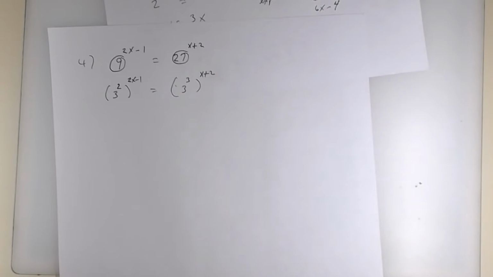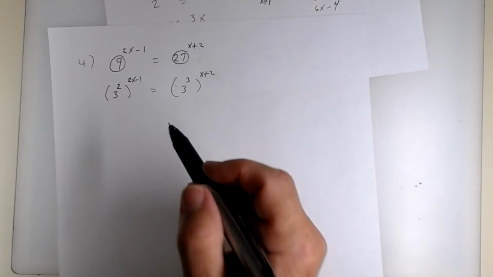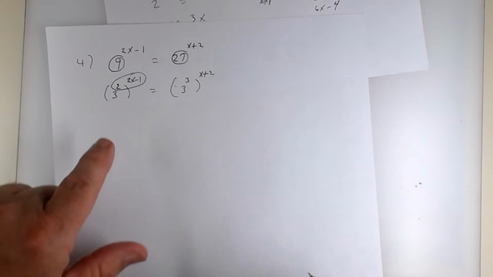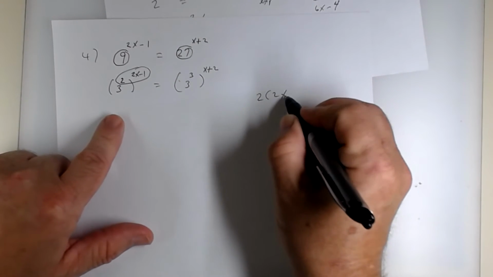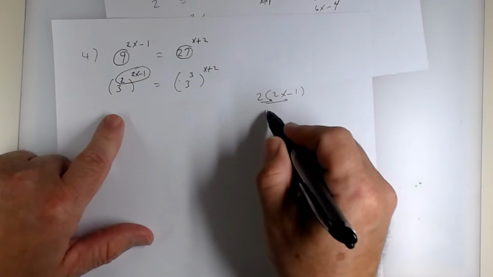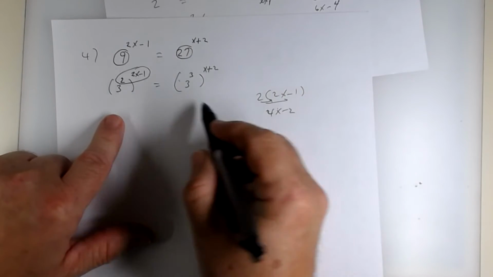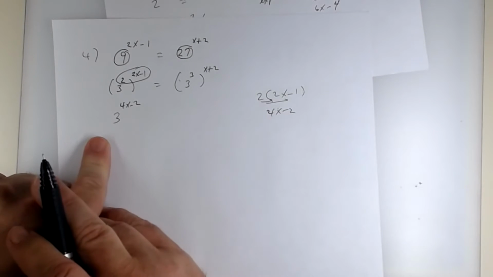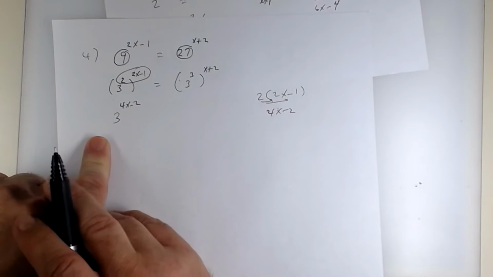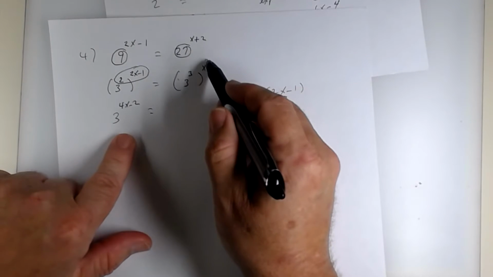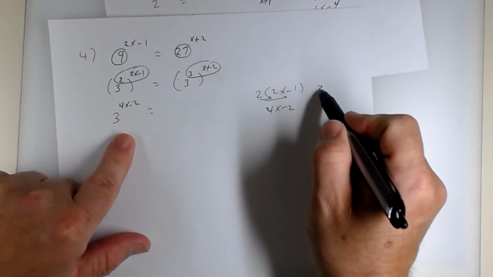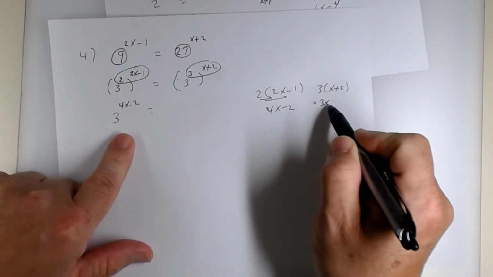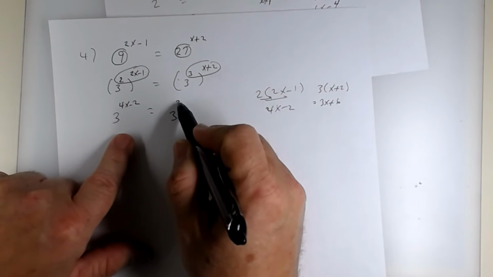All right. And then we use the power rule for exponents. So power raised to power. What do you do to those powers that I'm circling? Multiply. So you're going to say 2 times 2x minus 1, right? And then distribute. You get 4x minus 2. So that's 3 to the 4x minus 2. Is that right? Yeah. Equal, over here, power raised to power you multiply, so that's 3 times x plus 2, 3x plus 6. So that's 3 to the 3x plus 6.